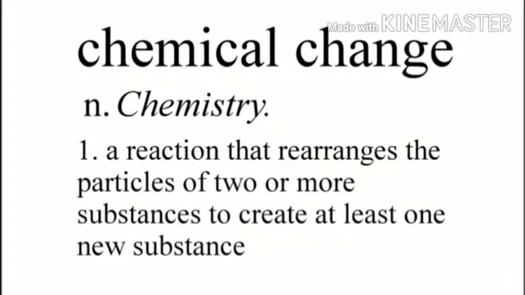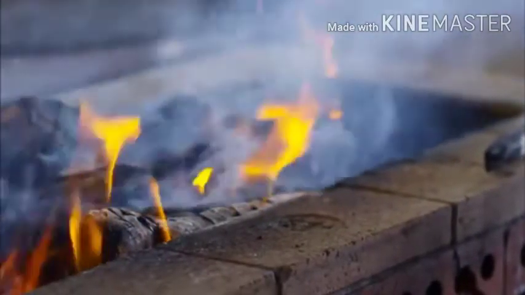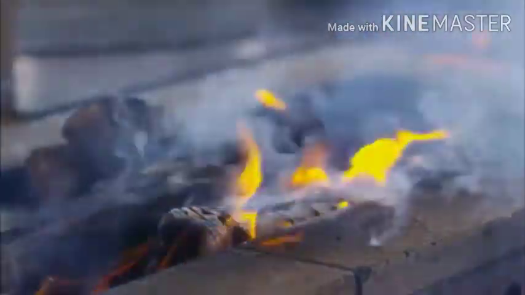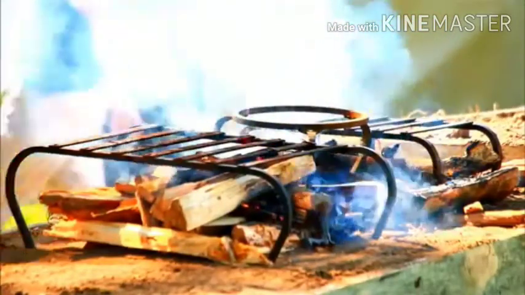So a change in which the particles rearrange to form at least one new substance is called a chemical change. These changes are generally irreversible in nature, like burning, combustion. It is an example of chemical change. These are permanent changes. If you burn a piece of paper with a lighted matchstick, then entirely new substances like carbon dioxide, water vapor, smoke and ash are produced.